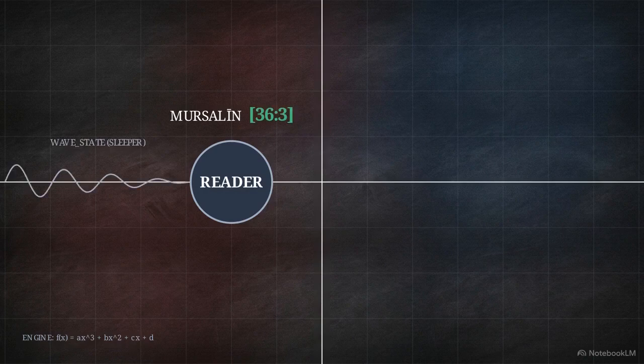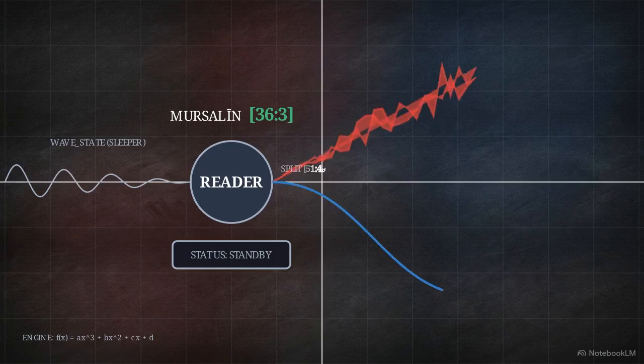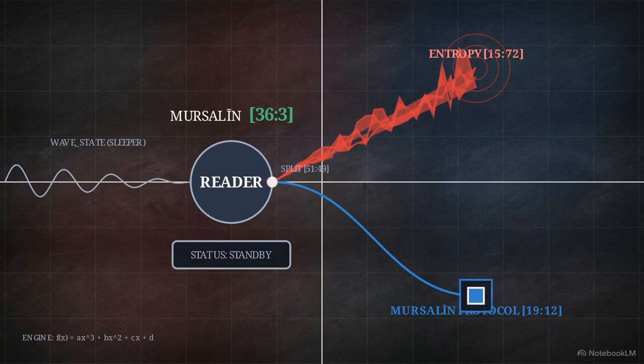This circuit contains a specific central node, the reader. Under coordinate 363, the system identifies the reader as the Mursalīn, the sent one. This node is pre-installed in the architecture, but currently exists in a dormant state. The entire cosmological engine hinges on a binary choice. The reader node must either execute the clearance protocol or succumb to the pull of systemic entropy.